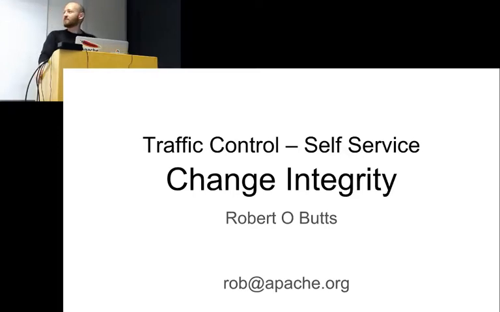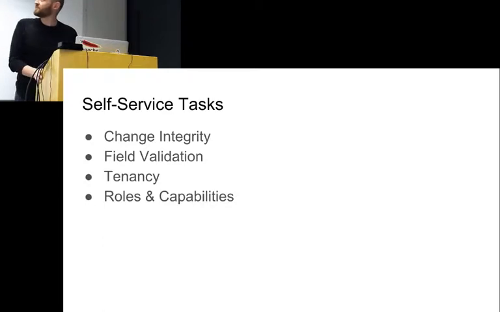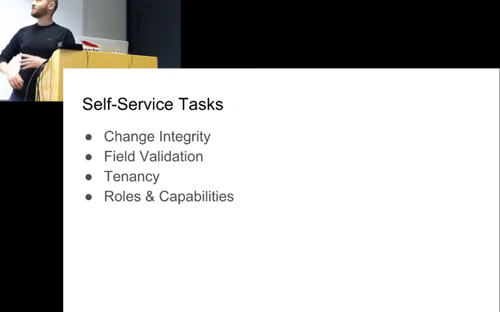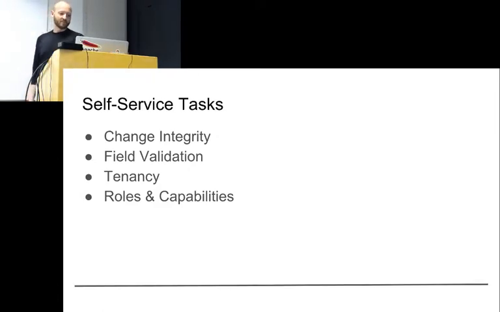Okay, I'm going to be talking about our plans for self-service, specifically for change integrity. We outlined these four big parts of self-service, right? So we need to fix the change integrity problem. And when I say that, what I really mean is snapshot queue, queue updates and snapshot the CR config and automating that in a safe manner. And then field validation, tenants and roles and capabilities.